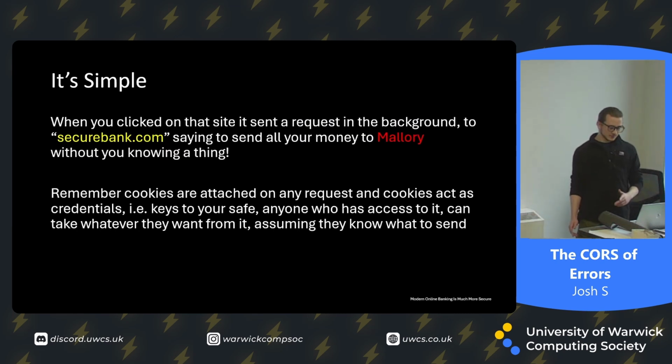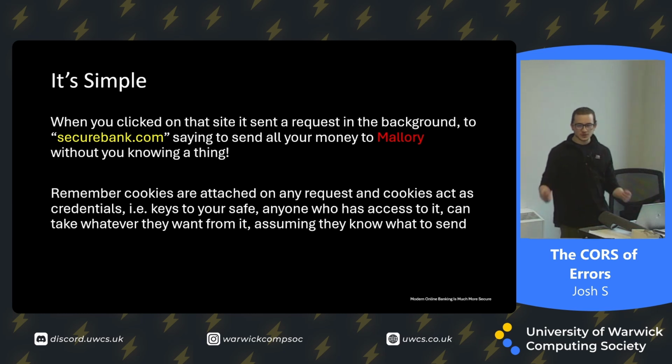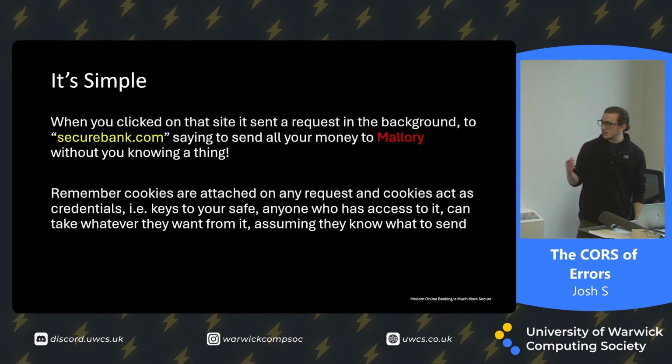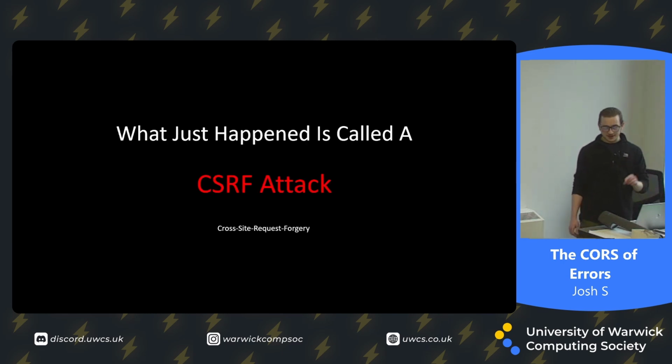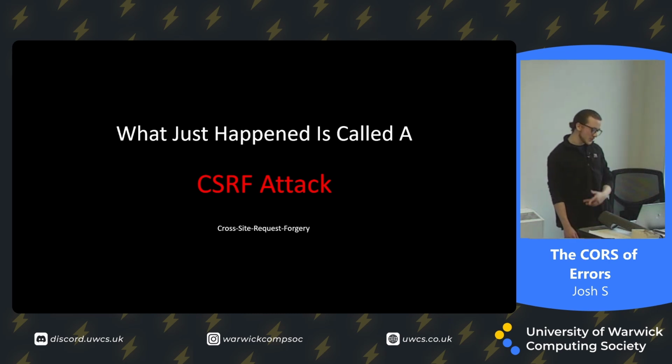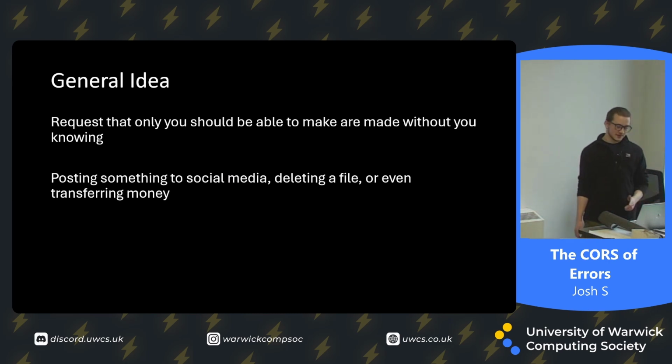And it's simple. When you clicked on that site, it sent a request in the background to securebank.com saying to send all your money to Mallory without you knowing a thing. And remember, cookies are attached on any request. They act as a credential, a key to your safe, and anyone who has this key can open the safe, take something out, put something in. And what just happened is called a CSRF attack, cross-site request forgery. The general idea is that a request that only you should be able to make is made without you knowing. Think posting something to social media, deleting a file, or even transferring money in this case.